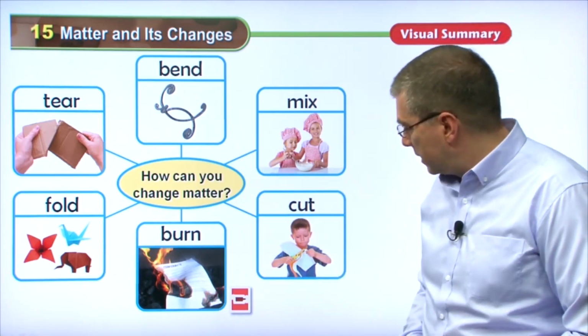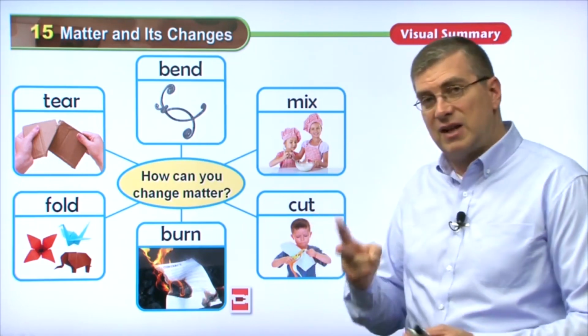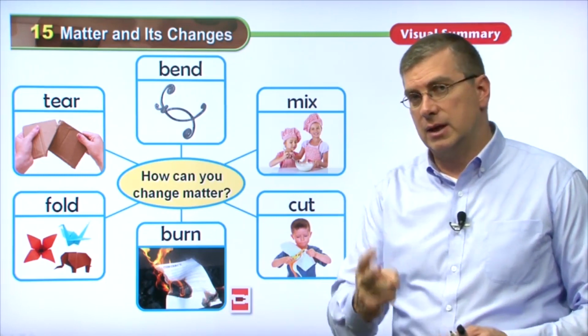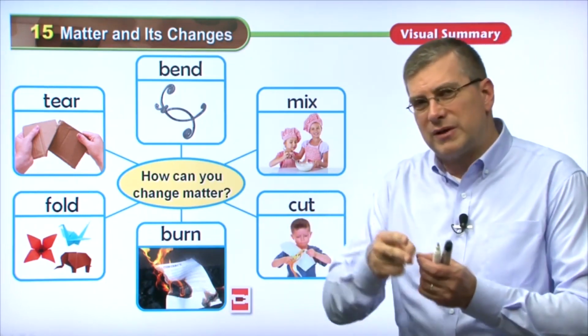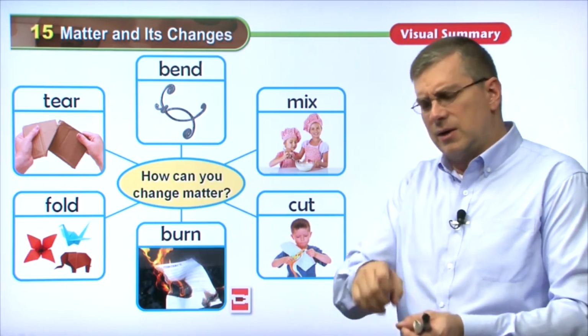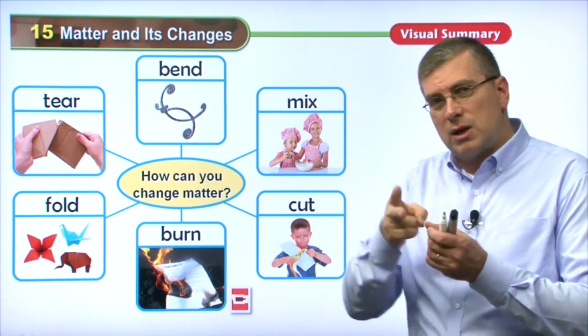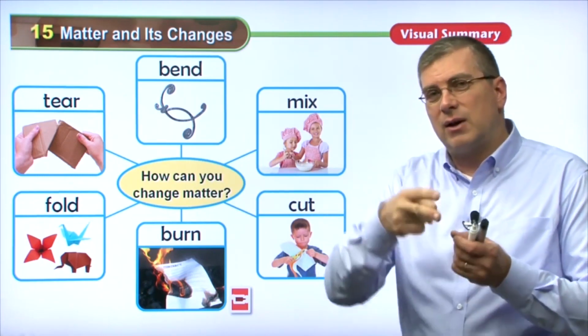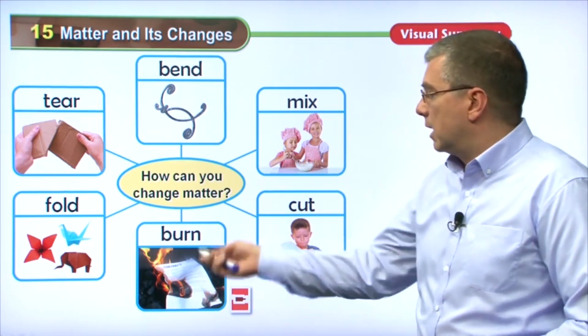This boy here looks like he's making a paper airplane, or he could be making a kite, but he's cutting paper. So when you cut something, it's kind of like tear, but a cut is more precise. It's more controlled. Tear is not so controlled. Cut and tear are very similar, but cut is when you use scissors and you cut something very nicely and very cleanly.